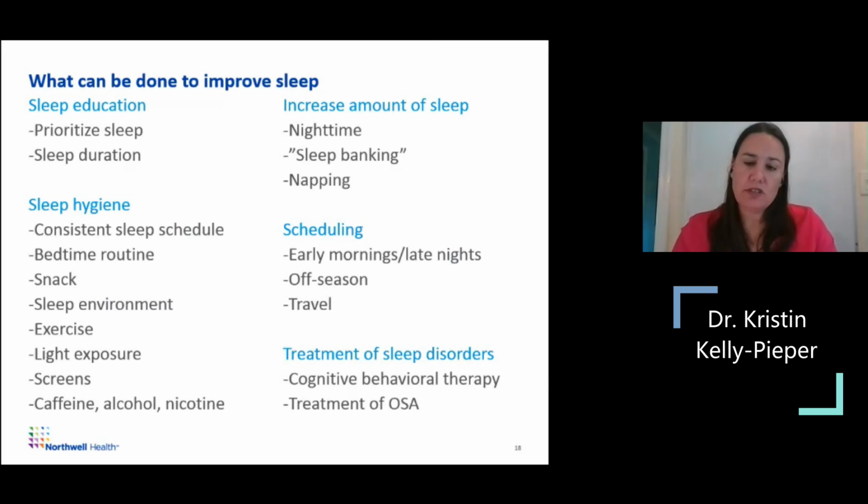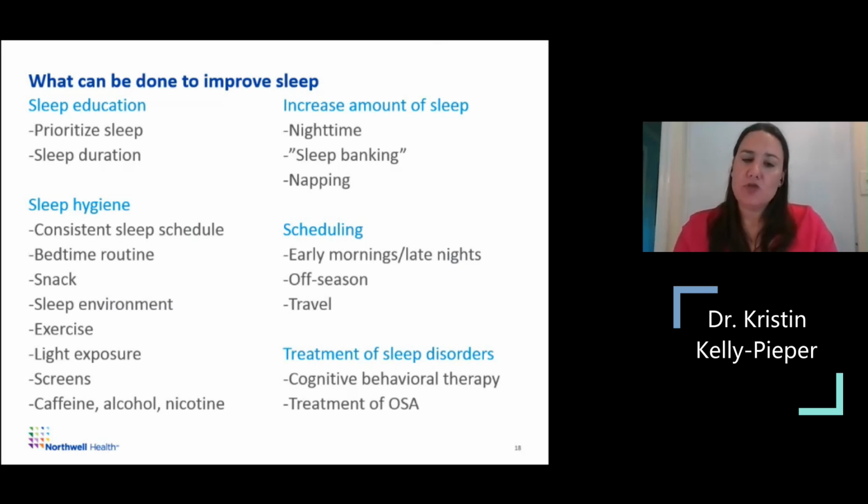Light exposure, daylight, sunlight exposure during the day is excellent, but you really want to keep light exposure at night to a minimum, particularly when it comes to electronics and screens. This is probably the most modifiable risk factor that we have in our teens and young adults: the excessive use of screen time too close to bedtime. Obviously avoiding, or at least limiting, caffeine, alcohol, and nicotine too close to bedtime. We're going to talk a bit about increasing the amount of sleep on the next slide.